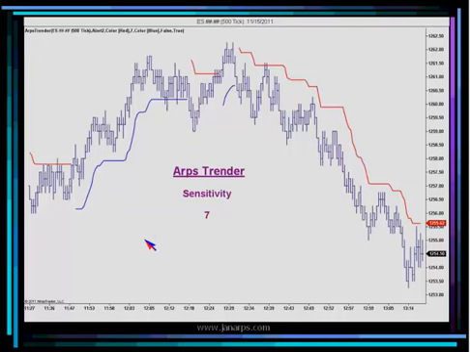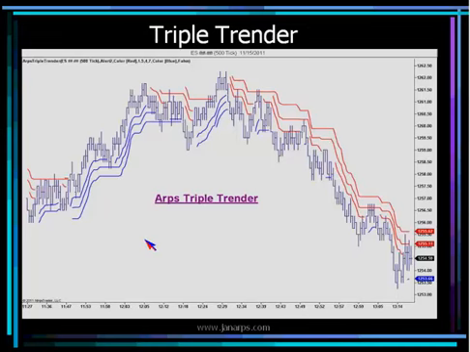So in this way, we can use the trender at different settings, which are akin to looking at the trend on 3 different time frames, let's say, 3 different perspectives. And we have created a tool that does this for you. We call it the triple trender. It basically runs the trender at 3 different settings at the same time. And it's a great tool for entries and for exits.